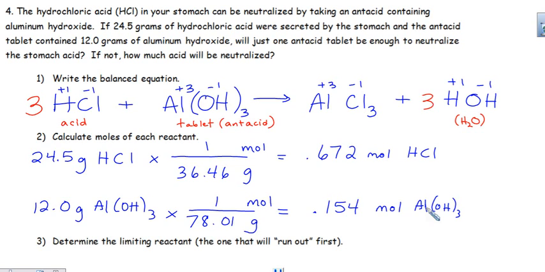Okay, cool. So now that I have these in moles, I want to figure out which is the limiting reactant and which is in excess.